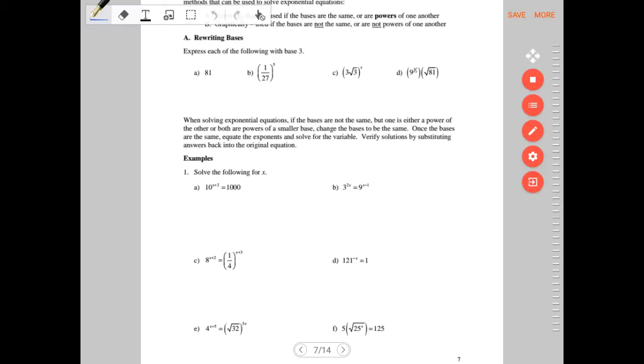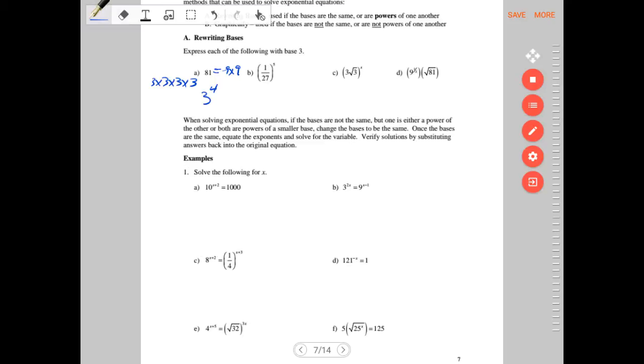So, if you think about 81, that is 3 times 3 times 3 times 3, right? Because that's the same as 9 times 9. And of course, 9 factors into 3 times 3. How many 3's do we have there? We have 4 of them, so that's the same as 3 to the power of 4.